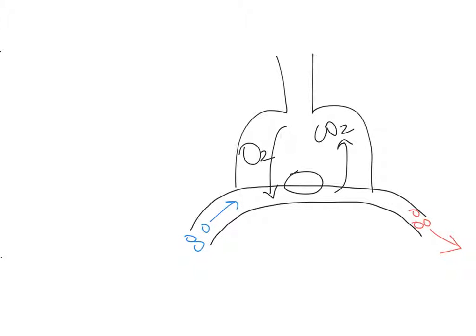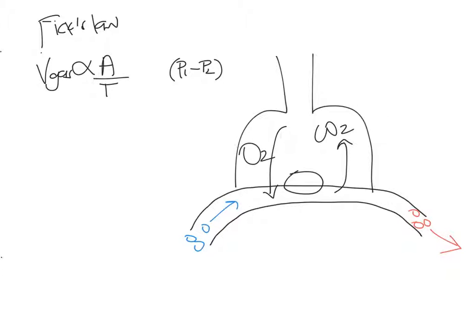Now I'm going to introduce you to a very important law. That is Fick's law. This law describes the rate of transfer of a gas through a sheet of tissue. Here we have the rate of transfer, and this is proportional to the area available for transfer, inversely proportional to the thickness of the tissue, proportional to the gas tension difference, and proportional to the diffusion constant.